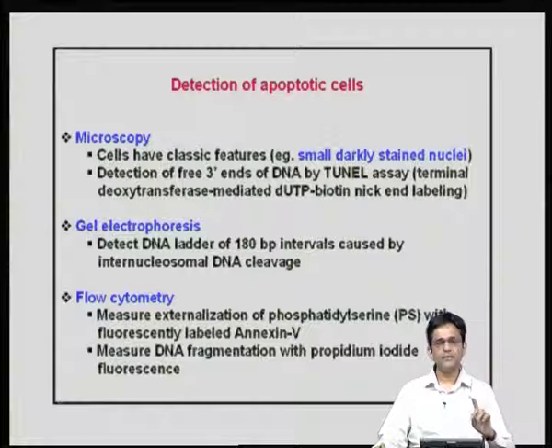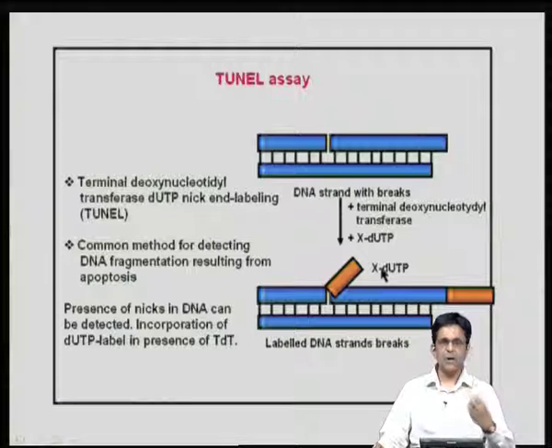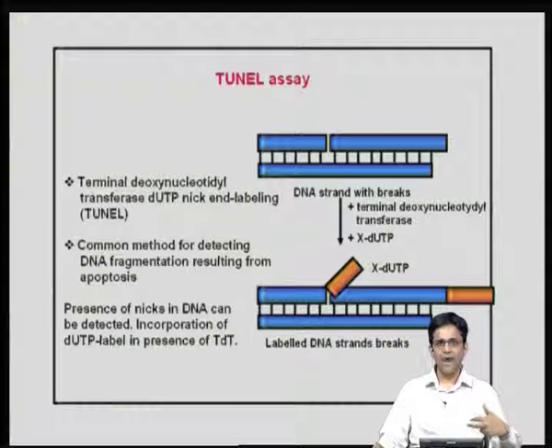There are different methods. We will discuss one in slightly greater detail, which is the TUNEL assay, shown here. You have these DNA strands with breaks that are generated, and in these breaks you can incorporate dUTP, and X stands for a labeled molecule. For example, dUTP labeled with biotin, and you come in with an antibody against biotin conjugated to FITC, so you can see these cells undergoing cell death.